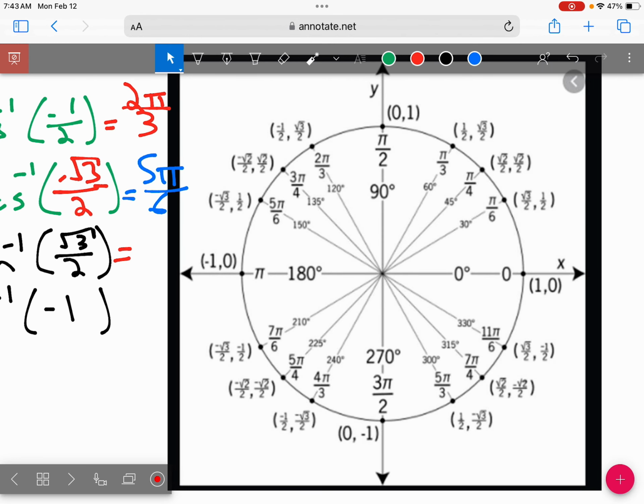Inverse sine puts us in quadrant 1 or 4. It's positive, so it's going to be quadrant 1. Anytime that inside's positive for the inverse, we're going to be quadrant 1. It's nice. It's consistent. Sine is the y. So we're looking for root 3 over 2 y coordinate in quadrant 1. It's going to happen right up there at pi over 3.